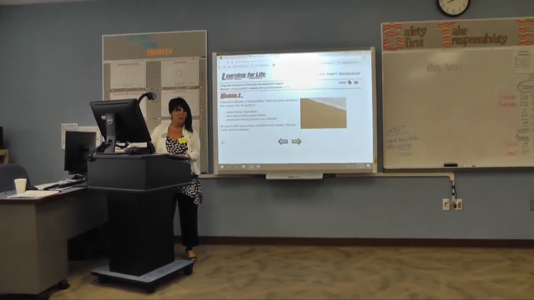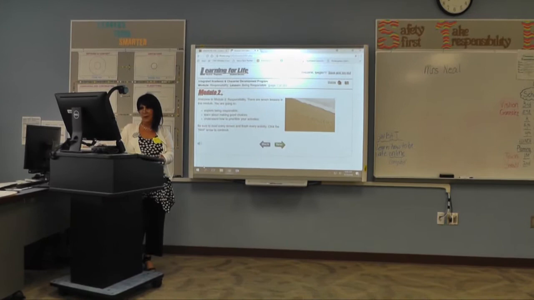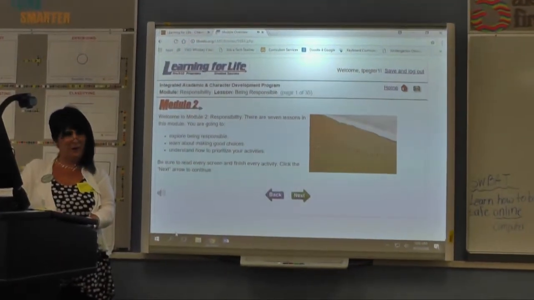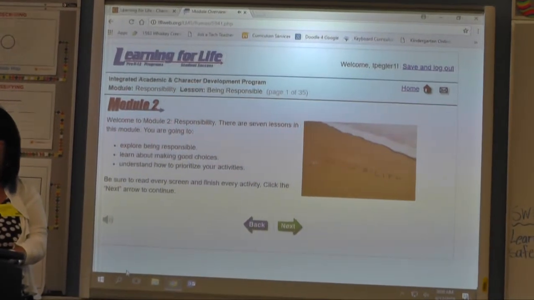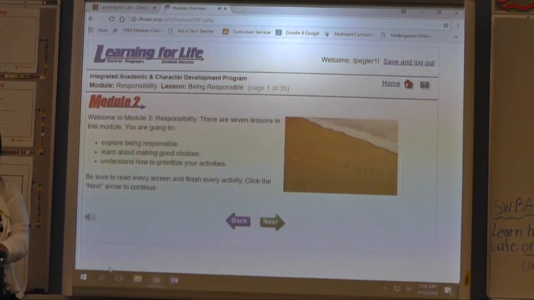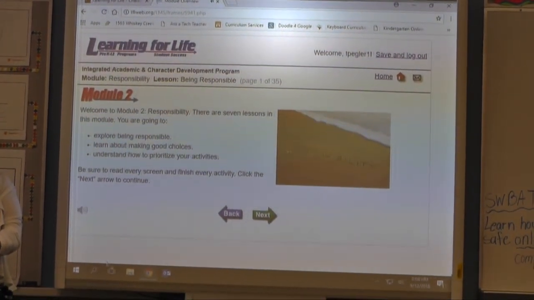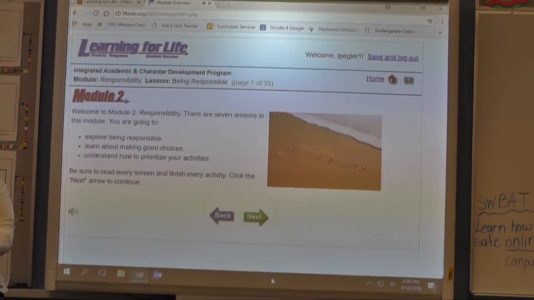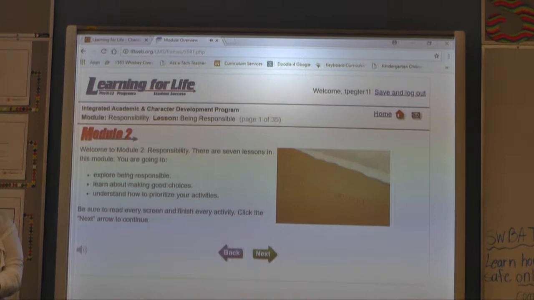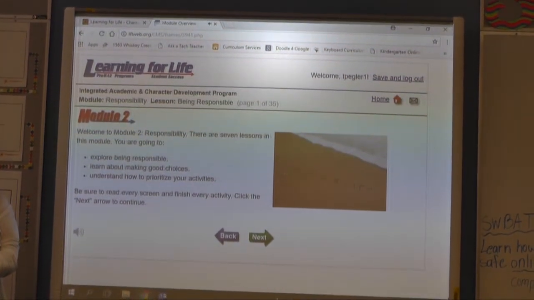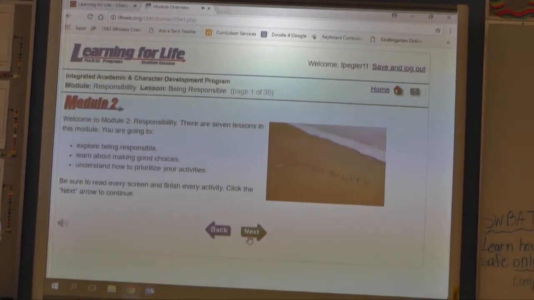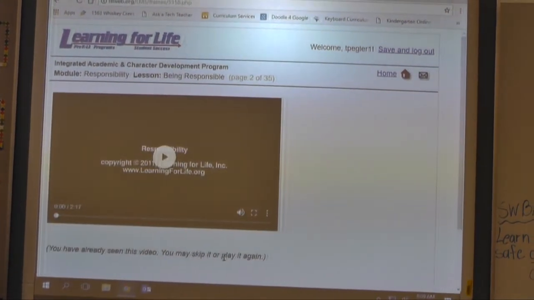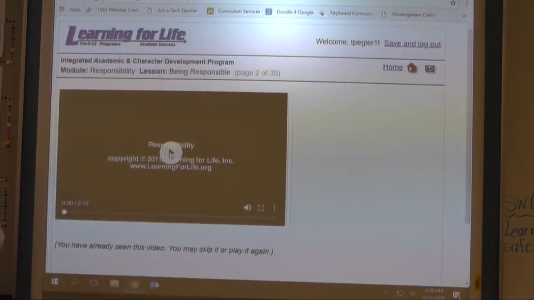Welcome to Module 2, Responsibility. There are 7 lessons in this module. You are going to explore being responsible. Learn about making good choices. Understand how to prioritize your activities. Be sure to read every screen and finish every activity. Click the next arrow to continue.